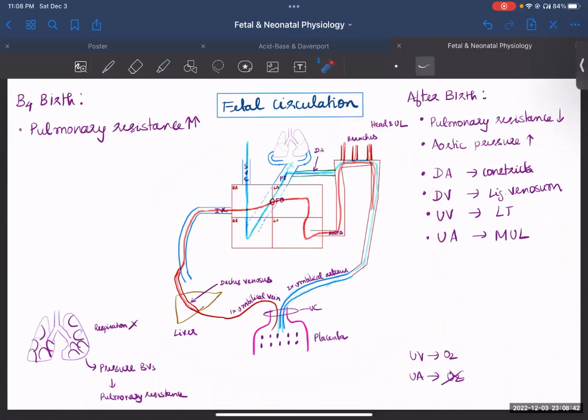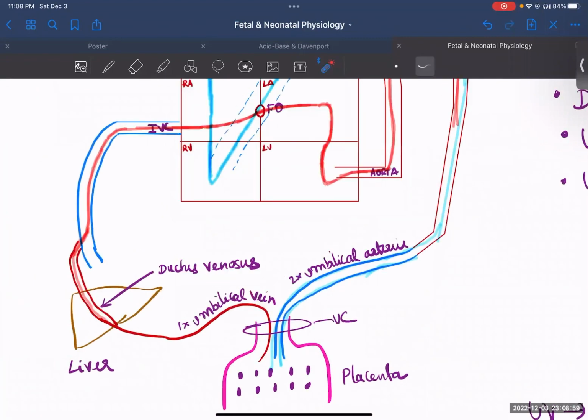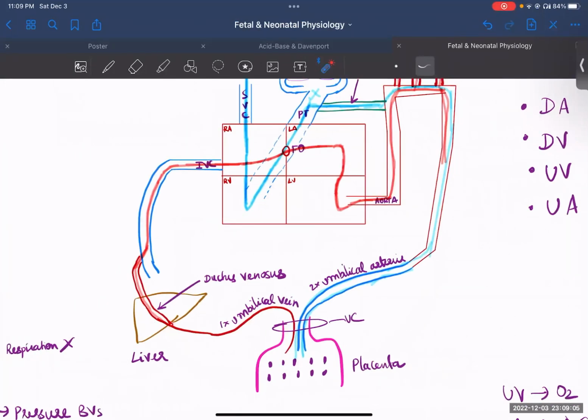This is before giving birth. But after giving birth, it should become normal, right? So before going to after birth, let me revise this once again very quickly for you. See, this is your placenta. From the placenta, oxygenated blood enters the umbilical vein, and that goes to the liver. In the liver, since it is oxygenated, it is not going to be detoxified. It is going to go through the ductus venosus and join with the inferior vena cava.